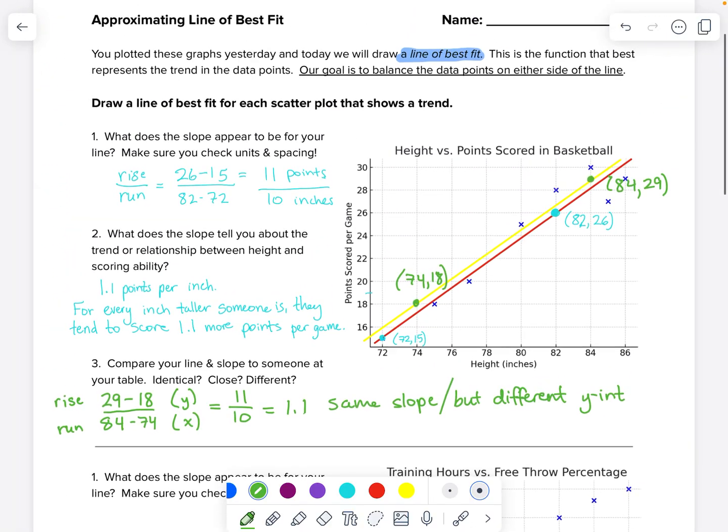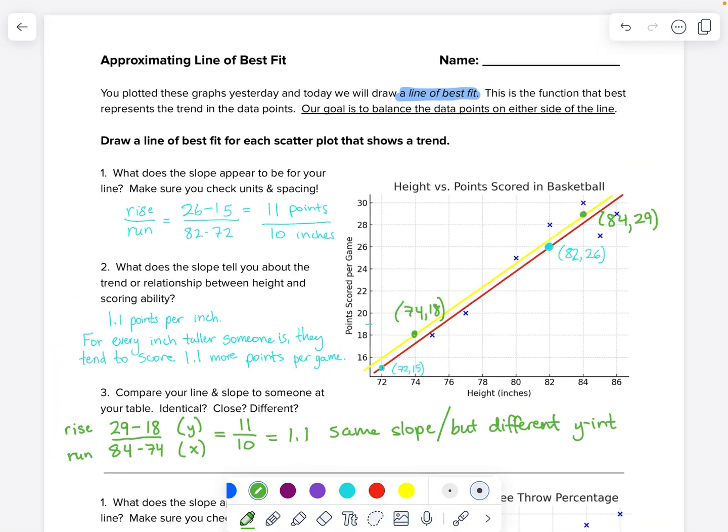All right. Work hard, please. Be polite to the substitute and get your work done.